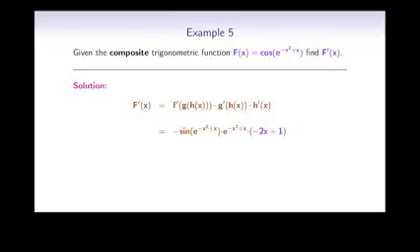Simplifying this expression, we see that F prime of x is equal to the quantity 2x minus 1 times e to the negative x squared plus x times the sine of e to the negative x squared plus x.